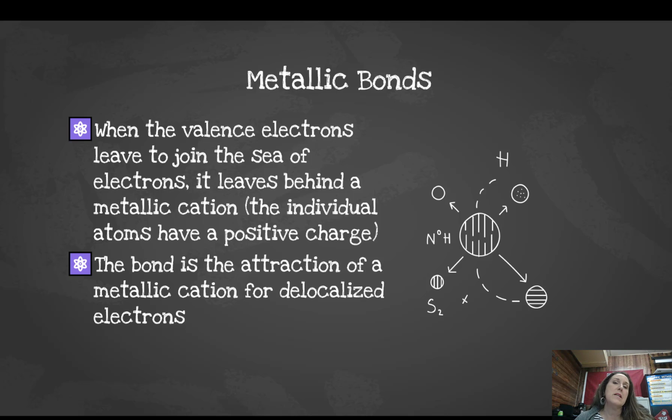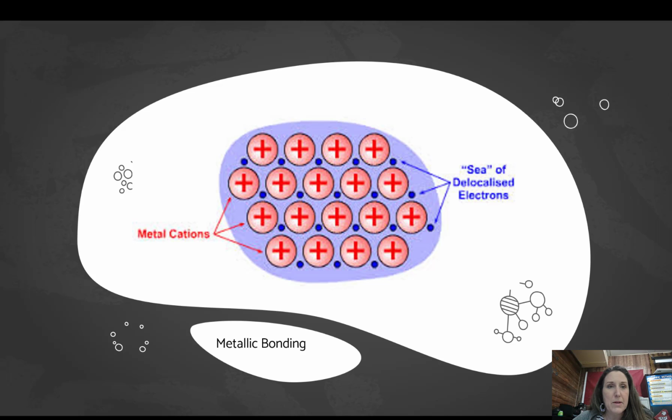This bond is an attraction of the metallic cation for these randomly floating electrons, because electrons are negative and now the metal atom is positive, and opposites attract. So the positive metal ion is going to be attracted to this sea of electrons. And that's how the bond actually happens.